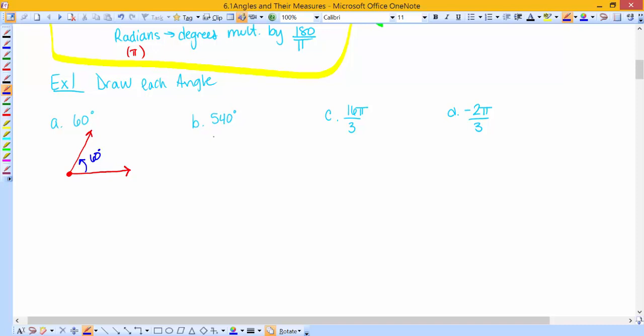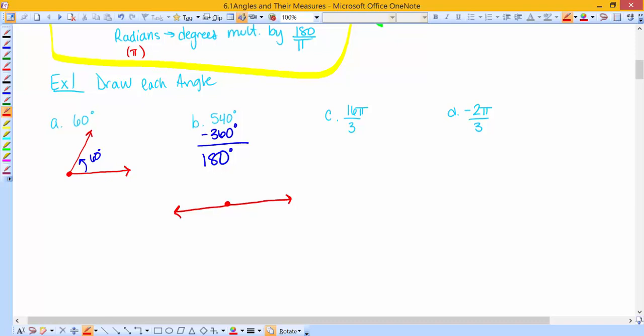540 does not fall within the 360 degree revolution. So I need to figure out where it does fall. So I'm going to subtract 360 degrees. Well, I end up with 180 degrees, which does fall within my area of revolution. So I'm going to start with my pole and my initial side. Well, 180 degrees is on the opposite end of the initial side. But that's not what I'm graphing or drawing.